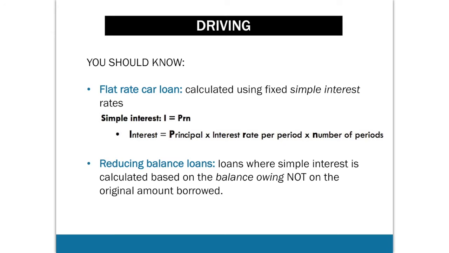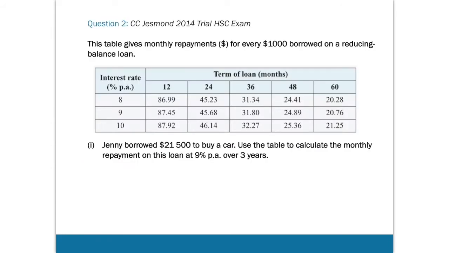Okay, so another thing we can look at in driving is flat rate car loans. These are calculated using fixed simple interest rates. So we all know our simple interest formula, I equals PRN. And for reducing balance loans, these are loans where simple interest is calculated based on the balance owing, not on the original amount borrowed. Okay, so let's look at this question here.